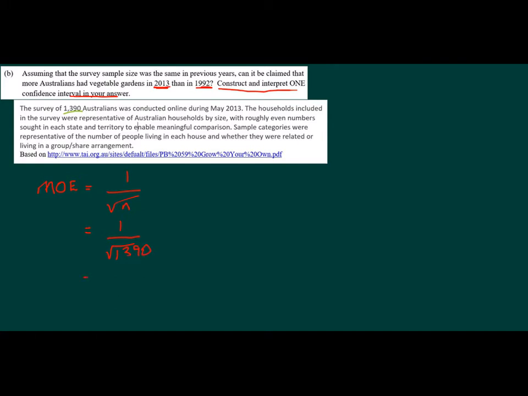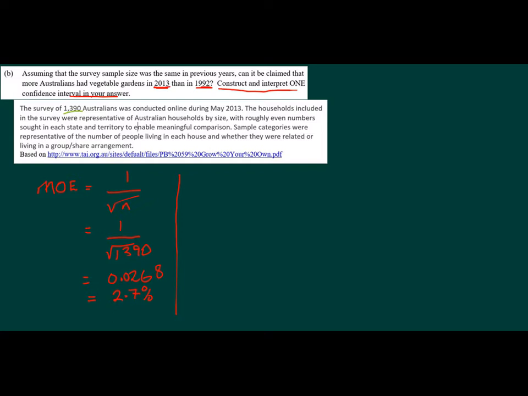And when we do this on our calculator, we get it coming out at 0.0268, which we could round if we wanted to, or make it into a percentage as either 2.68% or 2.7%. So long as you show your working, it doesn't matter how many decimal places you've got. From here, we then have to go on to the next step. And the next step is constructing and interpreting one confidence interval in your answer.